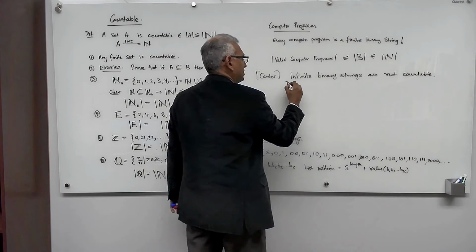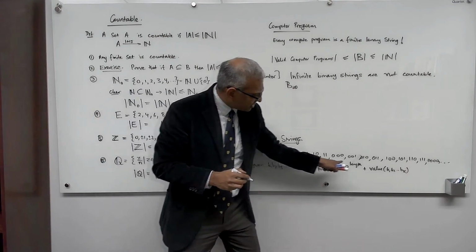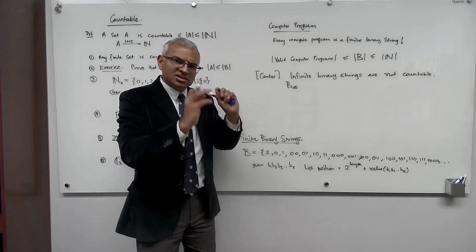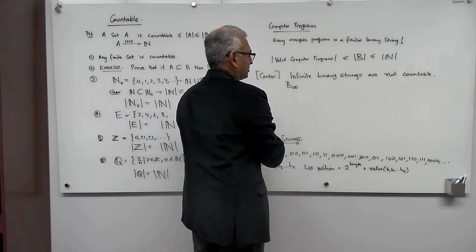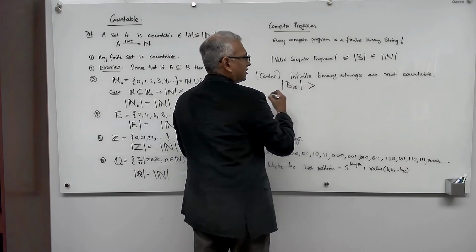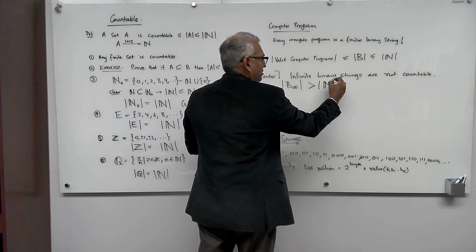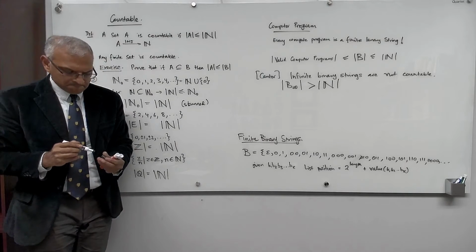So if I define B infinity as the infinite binary strings, note that none of the strings in this set are infinite. B infinity is strictly all the infinite binary strings. So B infinity is not countable. This means that the cardinality of B infinity is greater than the cardinality of the natural numbers. Okay.